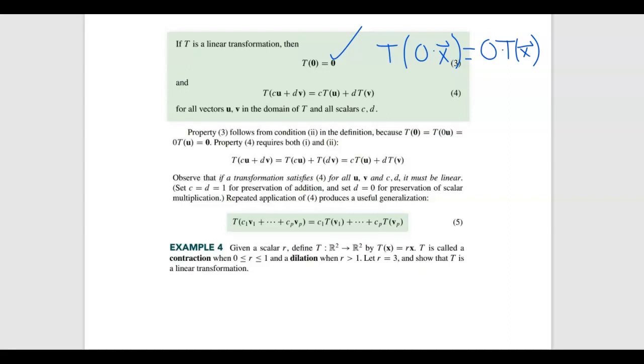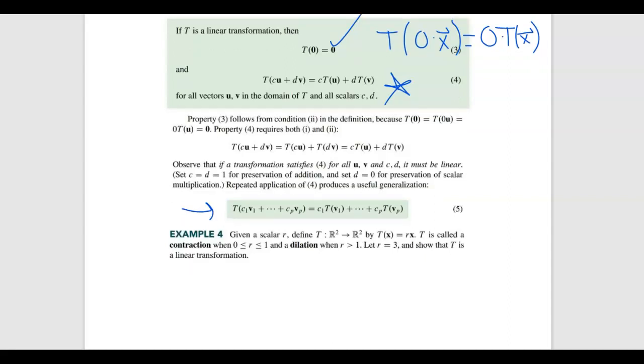Also, observe that if a transformation does satisfy this right here, then it has to be a linear transformation, by what we've been talking about this entire time, because T(u), T(v) would end up making vectors, and so this must be true. If you apply a transformation on a linear combination, then you're going to end up getting those c's out in a linear combination of the transformations. All right, let's look at example 4.